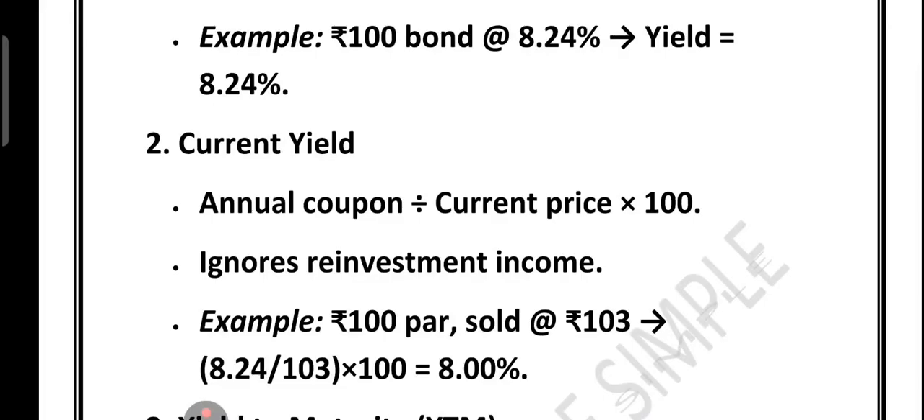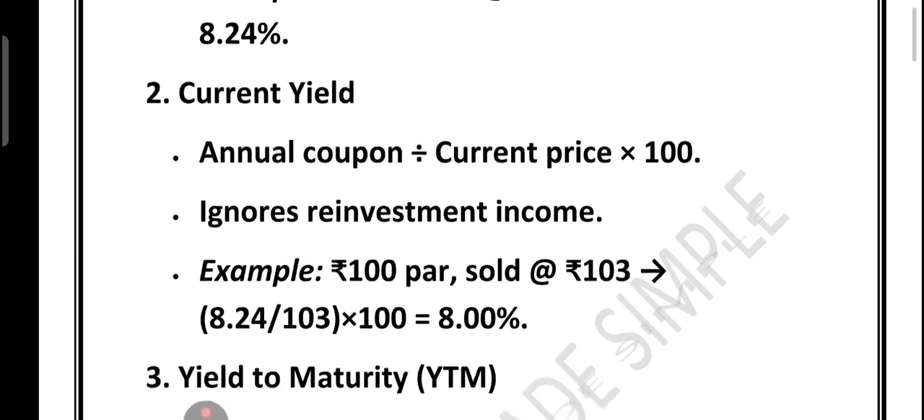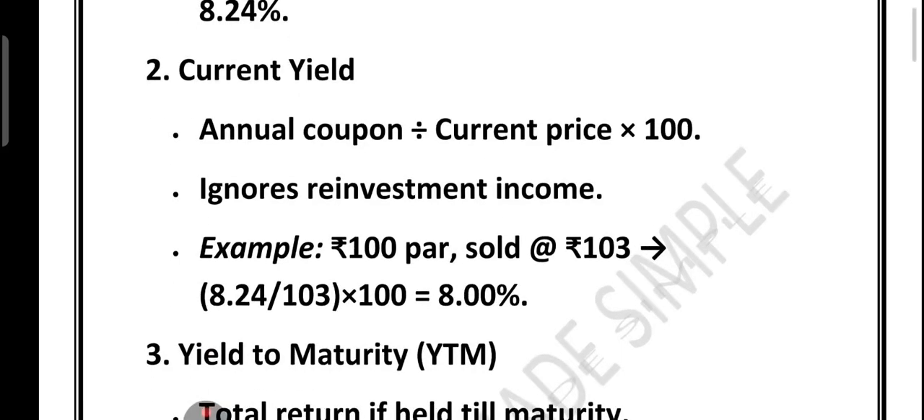So suppose 100 rupees is the par value or face value, and it is sold at 103 rupees. What is the current yield? What is the coupon it is giving you? Suppose 8% is the coupon rate. So 8% of 100 is 8. So 8 rupees coupon it is providing you. In the numerator you write the coupon, that is 8 rupees, right? In the denominator you write the current price. What is the current price? It is 103. So 8 divided by 103 into 100. That would be near about 8%.